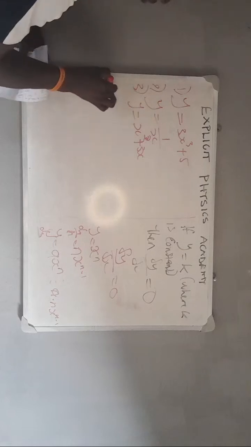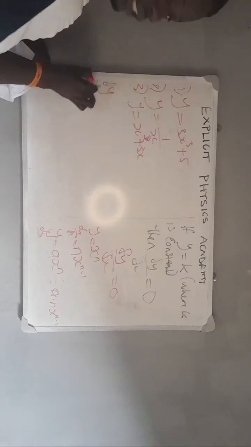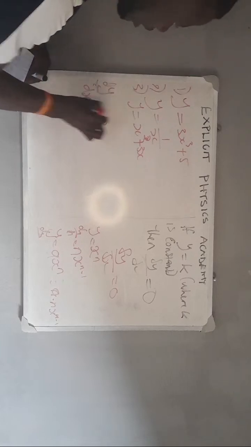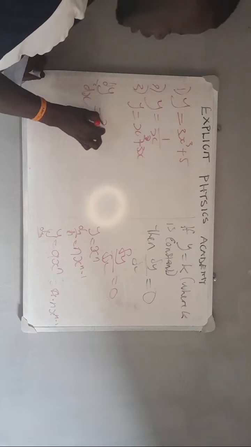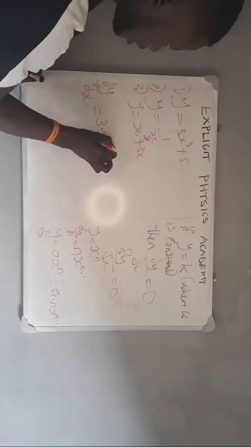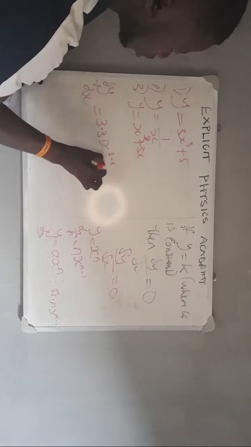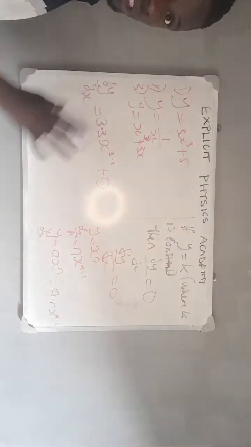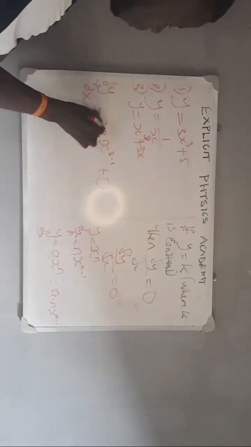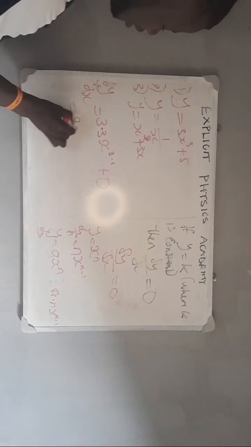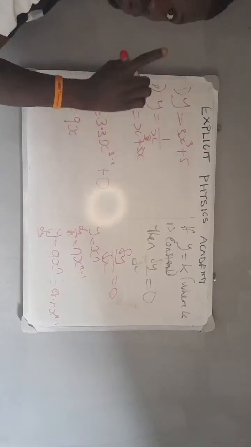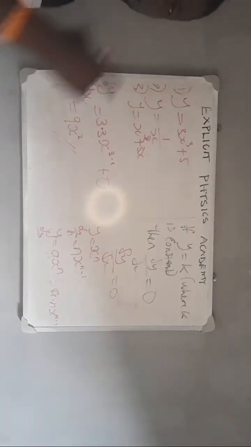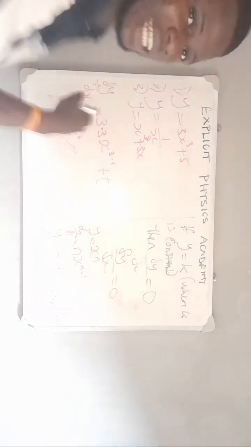So dy/dx is going to be equal to 3, this 3 comes down, times 3x^(3-1) plus 0. Of course, differentiating a constant is always 0. This is the short trick in solving differentiation. Now we multiply. 3 times 3 is 9x, and 3 minus 1 is 2. Our answer becomes 9x squared. Now, check what we solved initially using first principles. You see that it tallies with what we just got here.